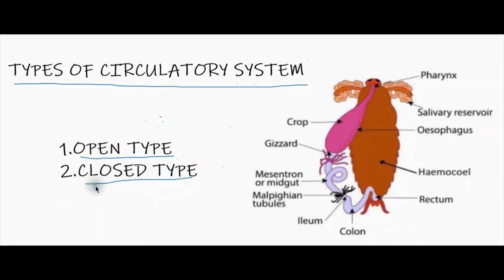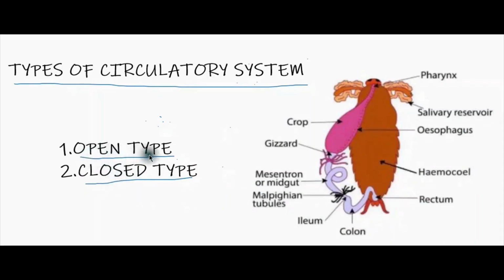First we can see the closed type of circulatory system. Example, human beings or all the vertebrates. In the human body or all the vertebrates, the type of circulatory system is closed type, because we have the special type of blood vessels. We have arteries, veins and capillaries. Through these blood vessels, blood passes and is circulated throughout our body. So this type of circulation is known as closed type. Through the specific blood vessels, blood flows.